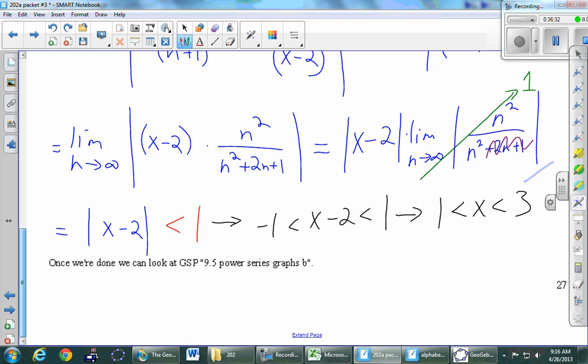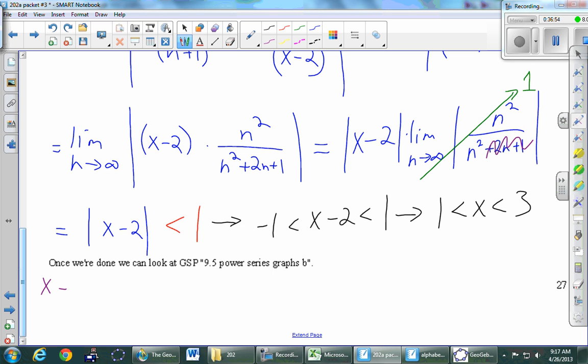So we need to do 3 separately. And we also need to do 1 separately. When you plug 1 in here, you get -1, but it's in absolute value, so it becomes +1, which is that dreaded number that is inconclusive. So you always have to do the endpoint separately when you're doing this ratio test. So let's check the endpoints.